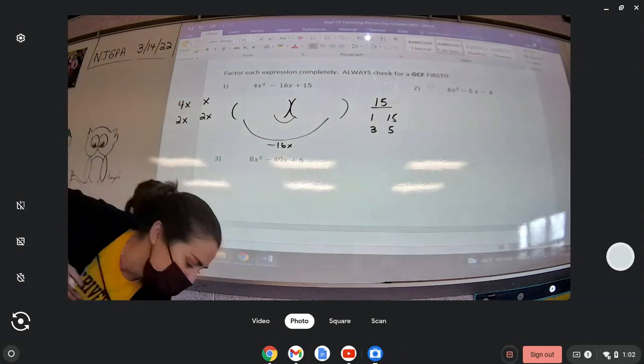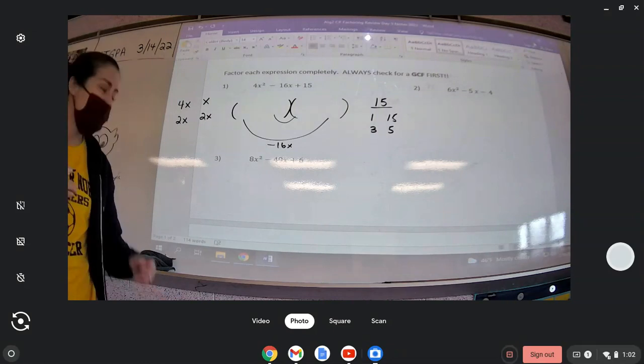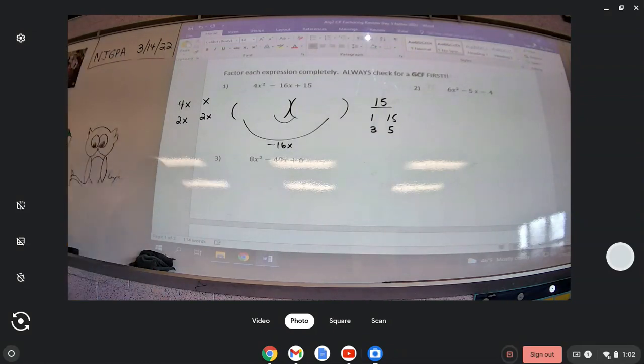I'm going to kill myself. Sorry. So now, before I fall, now it's just literally guess and check. Pick any factors of 4, pick any factors of 15, work the rainbows.